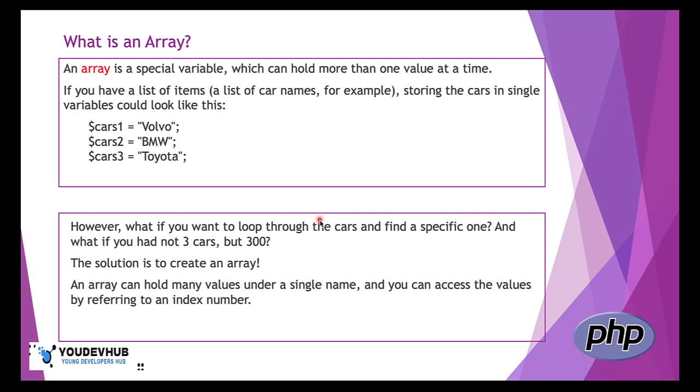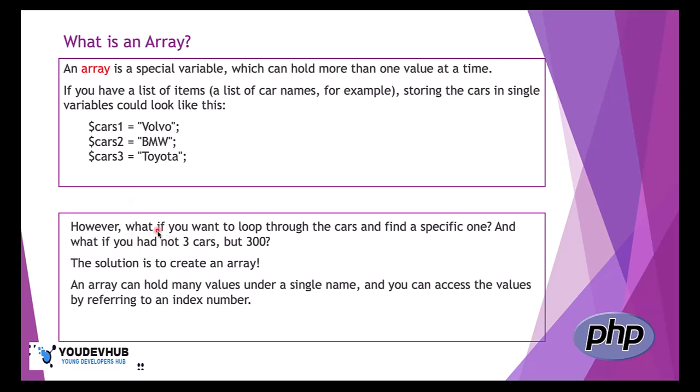So an array is like a large container used for storing a lot of values at the same time. If you have a list of items, let's say a list of car names for example, storing the cars in single variables could look like this. You could have car 1, car 2, car 3, and we have a whole list of cars. Let's say you have a student list for your whole school. Are you going to be using student 1, student 2, student 3? No. We can have an array which can store all the student names in one.